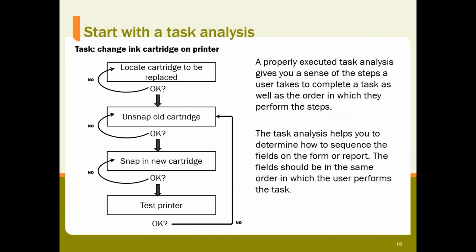So step number one might be something like locate the cartridge to be replaced. Were they able to do that? Okay, so when you find where the cartridges are placed, you unsnap the old cartridge. If that works out, you snap in the new cartridge, and then you test the printer. And basically you iterate if any of these steps is incomplete, or the person's not on course.